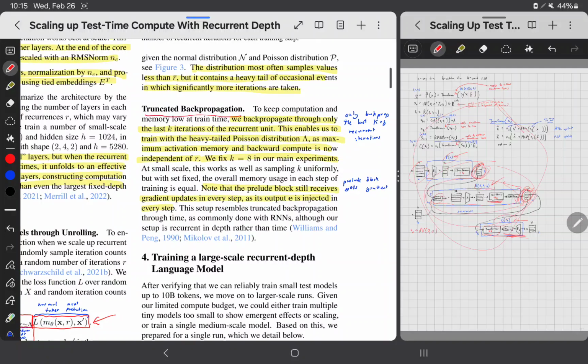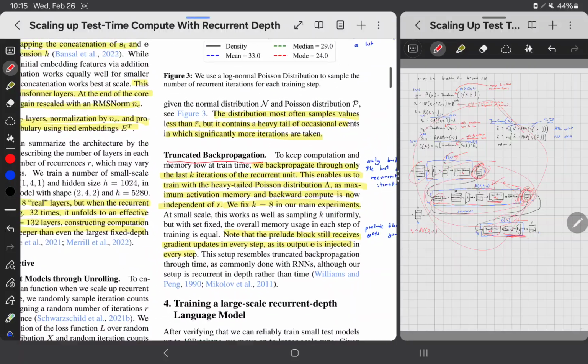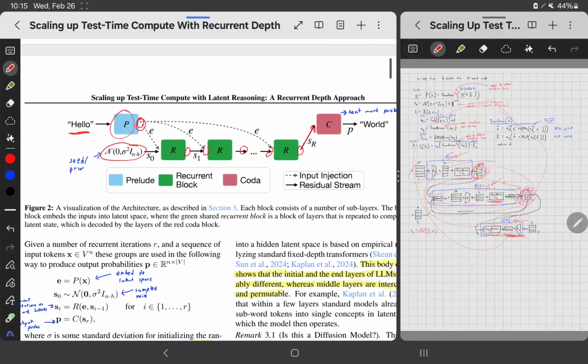They also do this truncated backpropagation. So if you do a recurrence, say 32 times, that would be very, very expensive. So what they do is, let me just go back up here to this diagram. They do this recurrence, say 32 times, and they basically take the last 8 recurrence operations and backpropagate through that. And the nice part about this embedding here being utilized at every layer is, say we cut it off right here, so this part here doesn't get any gradient flow.